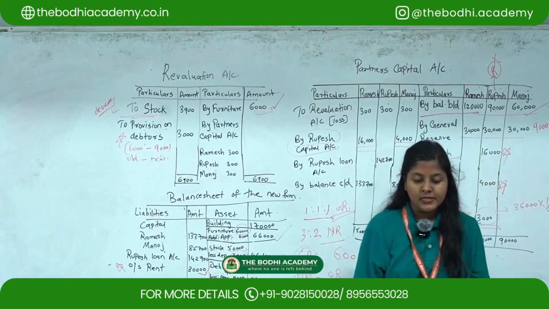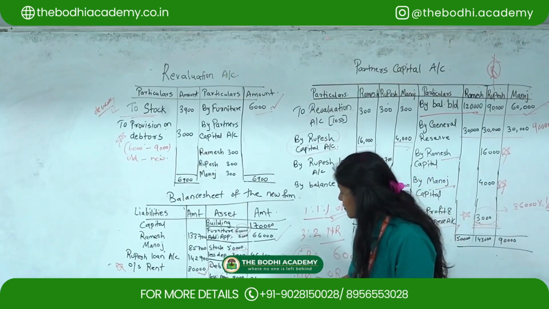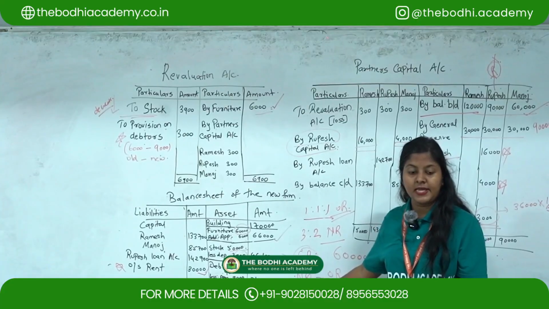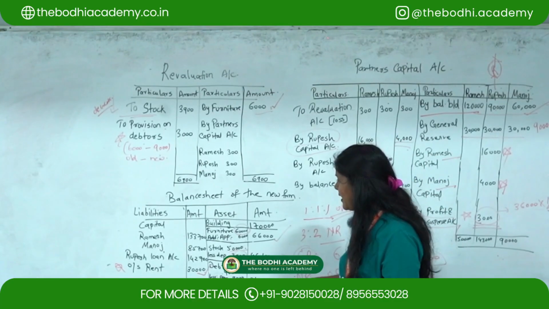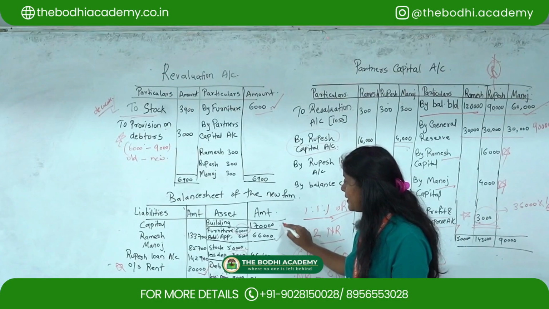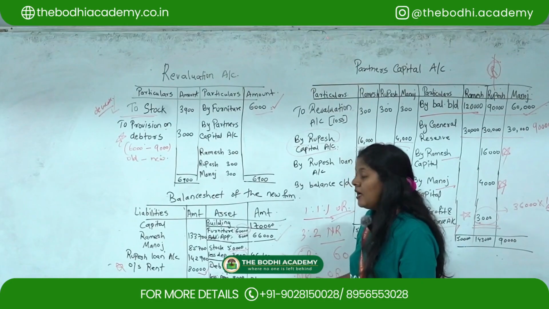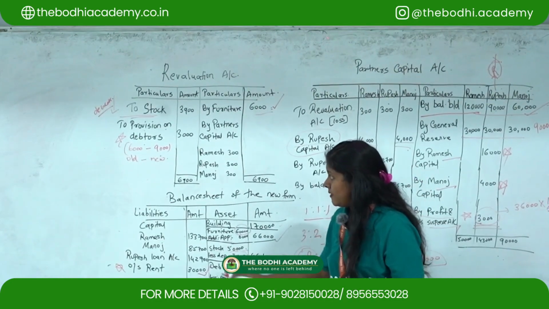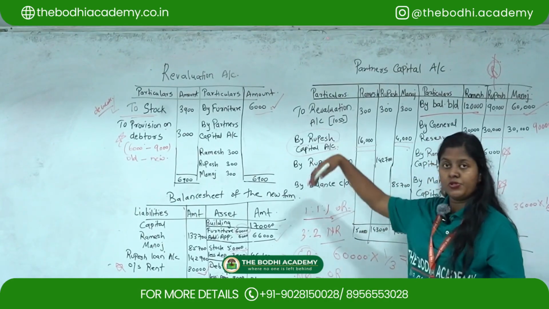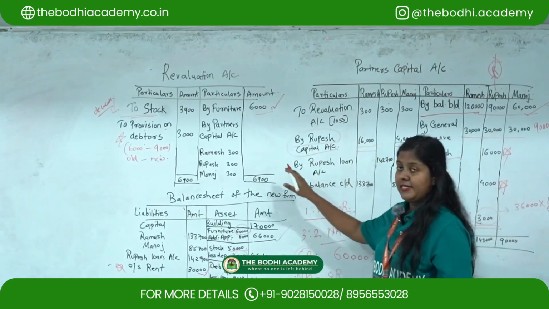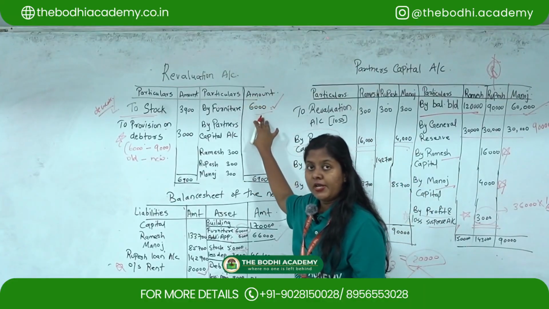Now in this question, the bank balance we took as 26,000, according to what they have given in the question. Then we saw the building, furniture, stock, debtors, and profit and loss suspense. After doing all the adjustments, you have to check which side is heavier, and then move to the revaluation account.